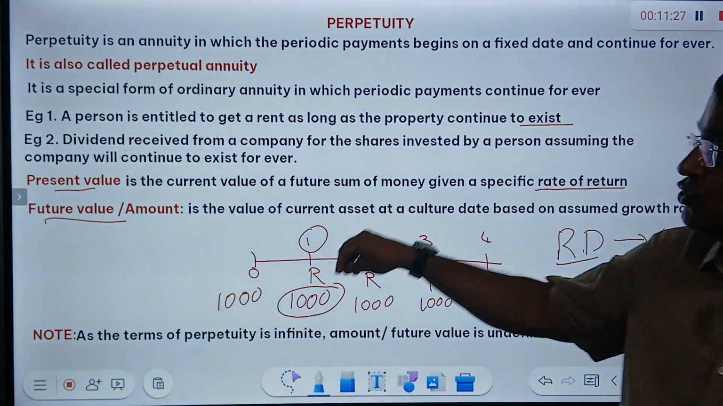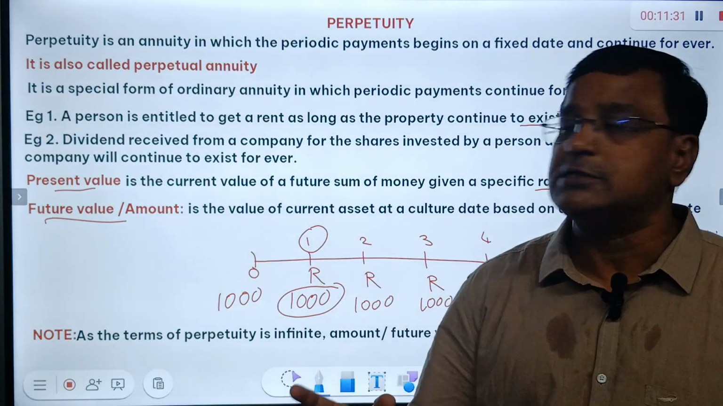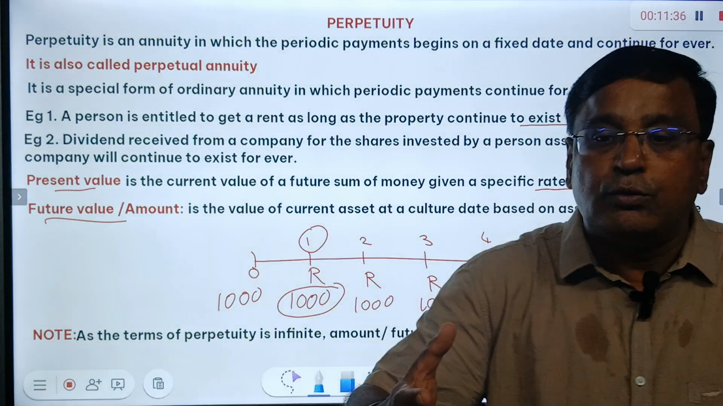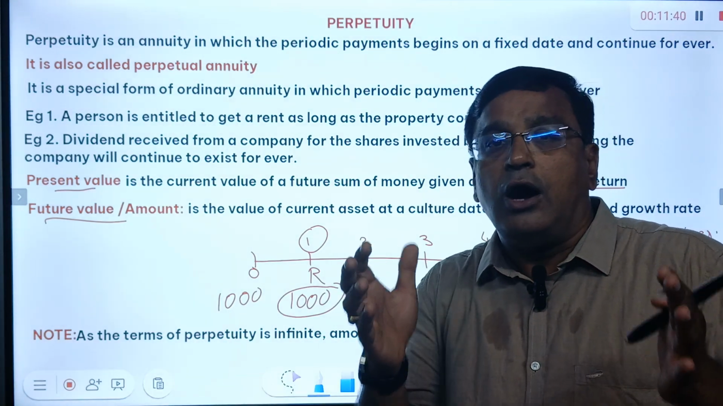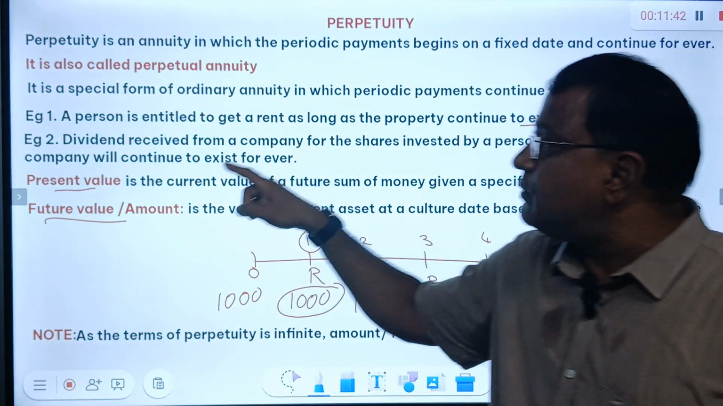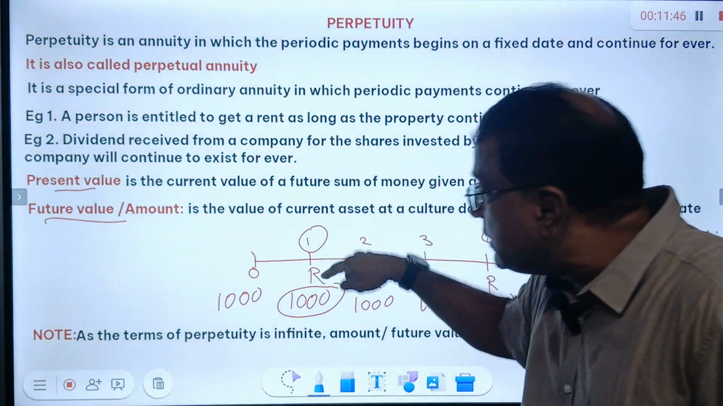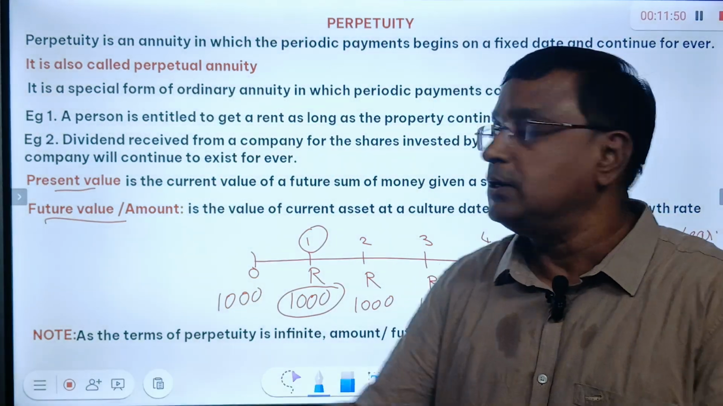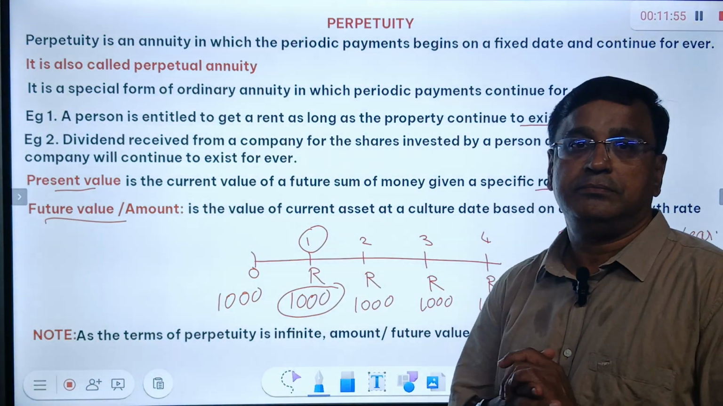You may be paying 1,000 rupees. If the company is doing well, if you are getting a reasonable interest, definitely your present value won't be just 1,000 rupees, it will be a little more. So it depends on how the company is doing. So present value is the value of the money at a particular time. The amount that you pay is a periodic payment, but present value is the value of 1,000 at present.